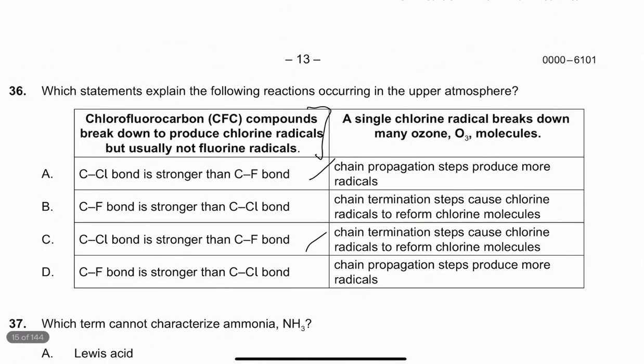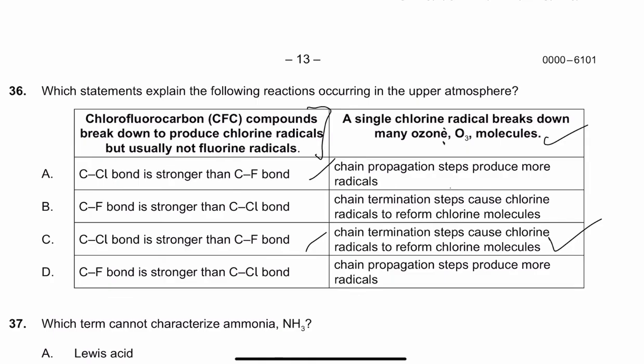So now we know a single chlorine radical breaks down many ozone molecules. We're looking at here now. So what's going to make it able to do that? Well, is it the chain propagation steps produce more radicals, or is it chain termination steps cause chlorine radicals to reform chlorine molecules? And it looks exactly like it would be this, because it's telling us that a single chlorine radical is able to break down many O3 molecules.